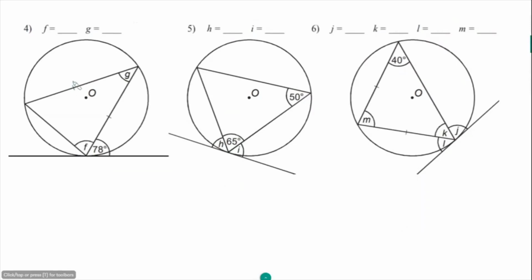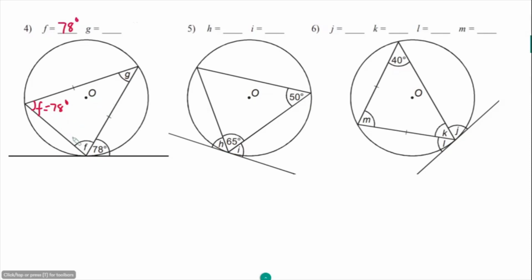We got a circle and a triangle inside here and a tangent, and in this triangle, the length here is equal to the length here. Okay, meaning if here is angle F, there will also be angle F here because the base angles of an isosceles triangle are always equal. Okay, so if here is 78, angle F definitely has to be 78 because the alternate segment angles are always equal. So F is going to be 78 degrees.